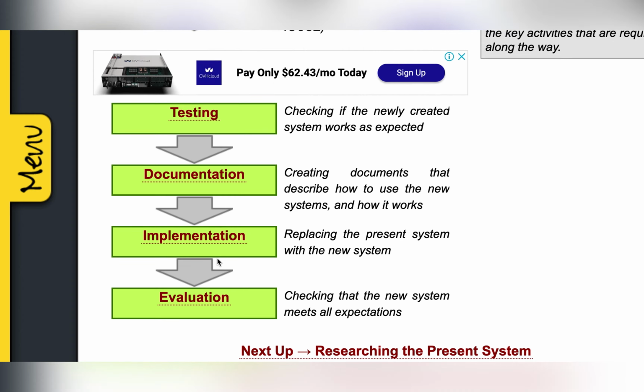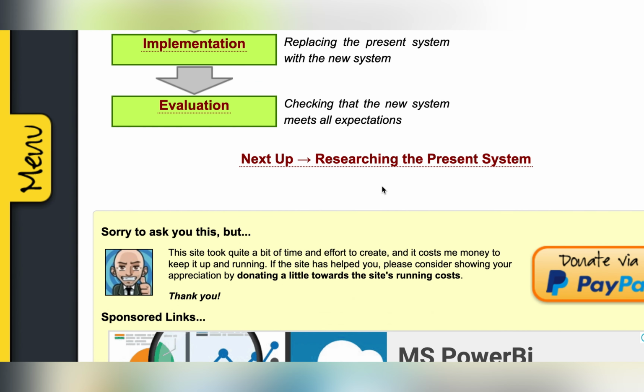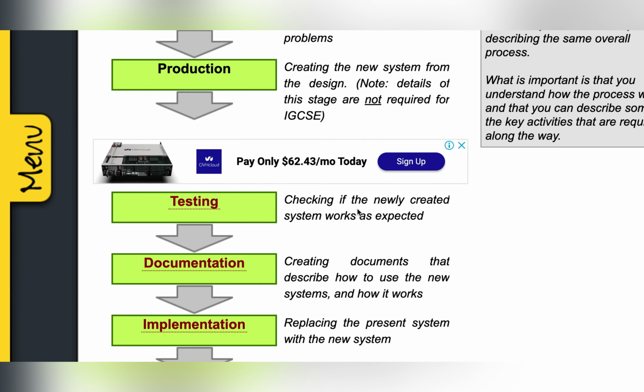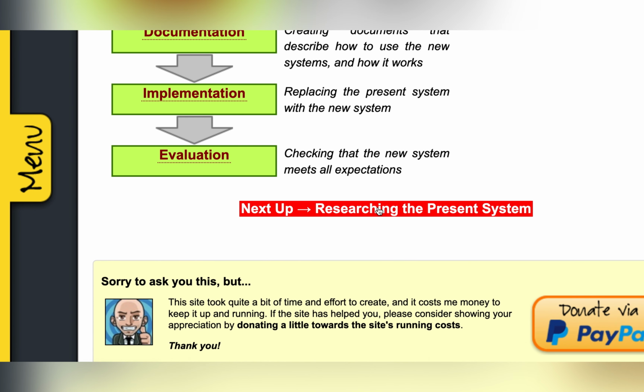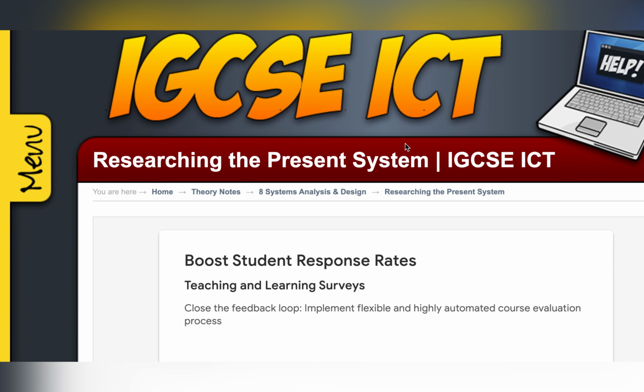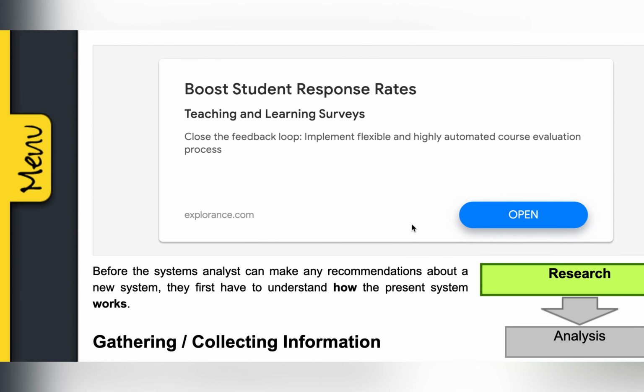Okay. Now the first one, we go to the research now in detail. We go to researching the present system, which is the very first aspect of the flow chart. The very first aspect of the flow chart of a system in an organization is to do research of the present system. Now, how do you do research on the present system?